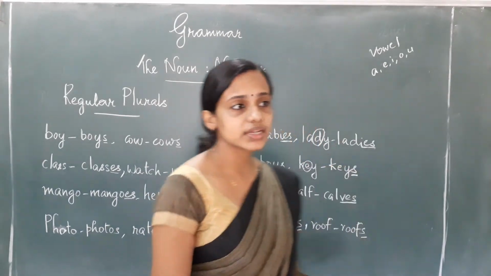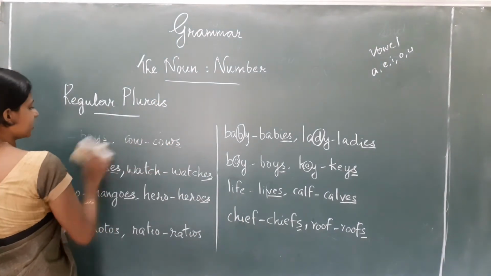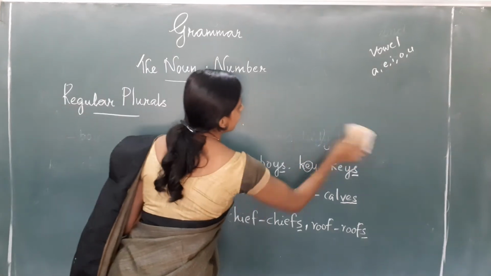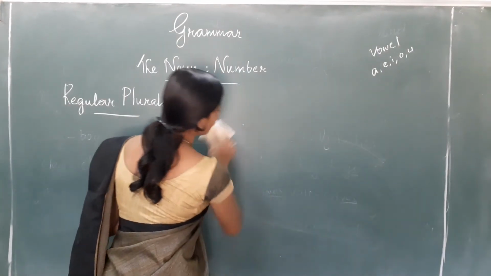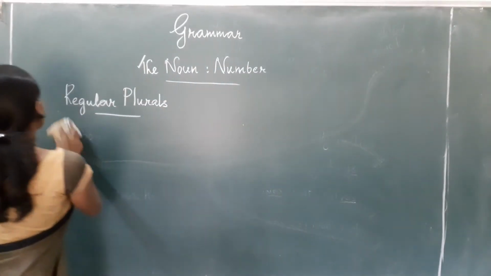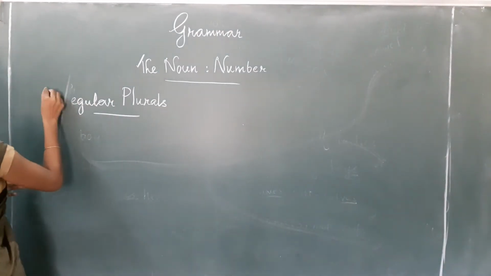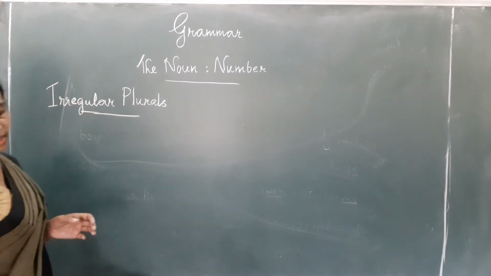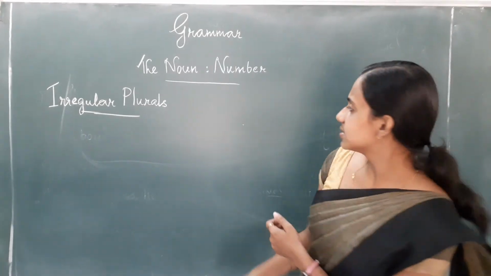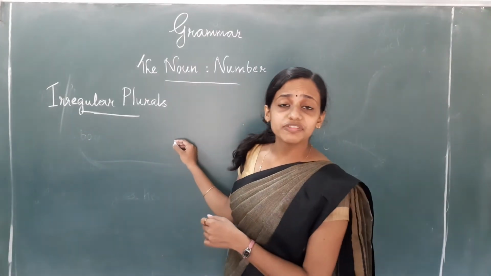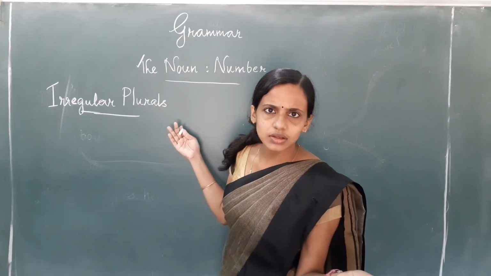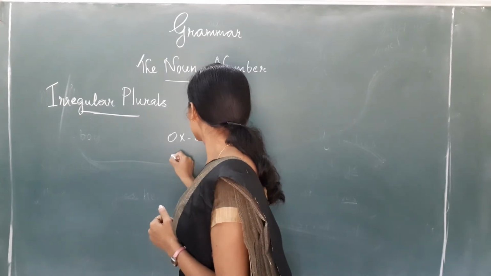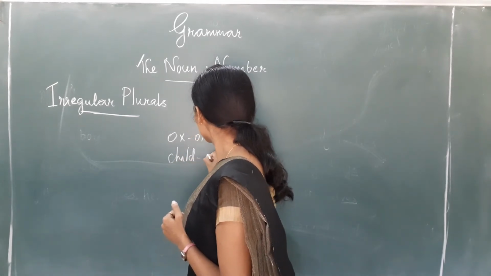After regular plurals, there are some irregular plurals. Regular and irregular. Is that clear? So plurals are of two types, regular and irregular. So, what are irregular plurals? What is the plural form of child? Is that child's? No, it is children. Ox, oxen. Child, children.